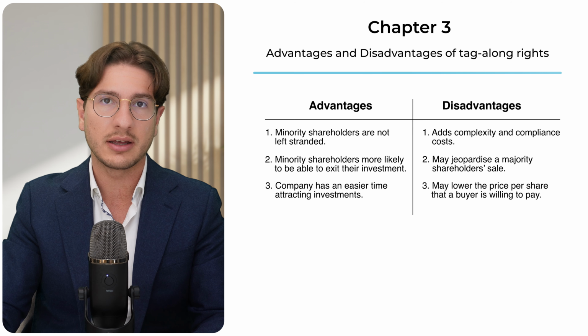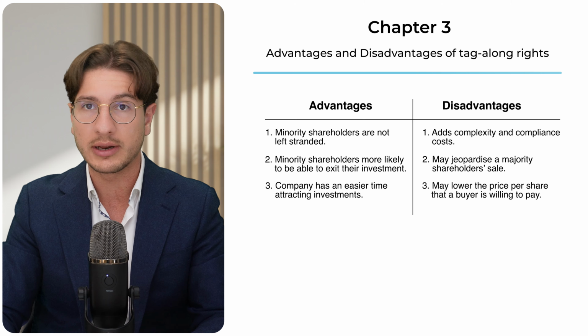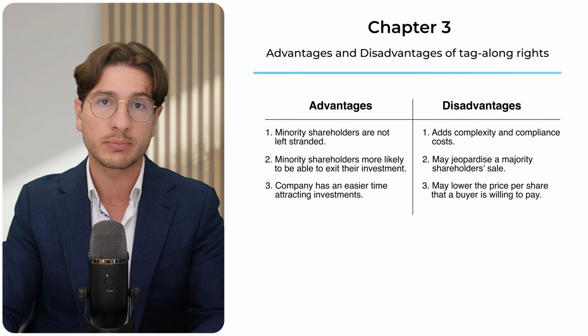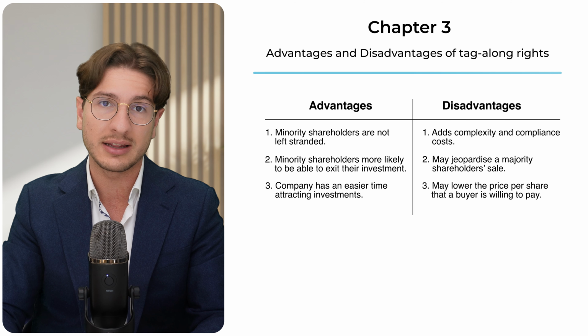And lastly, it may lower the price per share that a buyer of a business is willing to pay because the total purchase price for that business needs to be shared amongst both minority and majority shareholders. So that's how tag-along rights work in practice and the main advantages and disadvantages of using them.